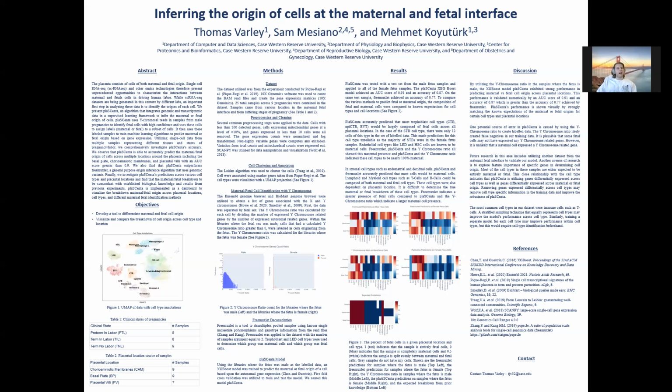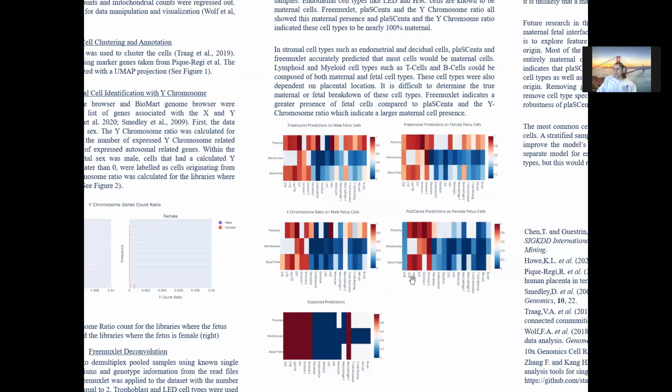So note at this point, Trumuxla is able to be applied to all samples regardless of the sex of the fetus, whereas the Y chromosome method is only applied to the samples where the fetus is male. And placenta is only applied to the samples where the fetus is female, as it was trained on the samples where the fetus was male, and it largely follows the Y chromosome method results. So next, we'd like to compare the performance of the tools across these different subsamples, and we do that by comparing to known cell type expectations.